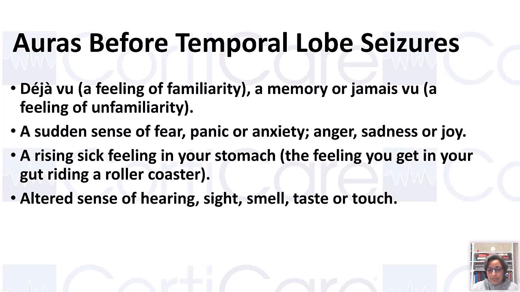Almost every single patient who has temporal lobe epilepsy, it starts with an aura. People have déjà vu, a feeling of familiarity, or jamais vu, a feeling of unfamiliarity. A sudden sense of fear or panic. They may feel angry all of a sudden, aggressive, sad, or happy. Many patients also report a rising sick feeling in their stomach, as if they are on top of a roller coaster. They have an altered sense of hearing, sight, smell, taste, or touch.